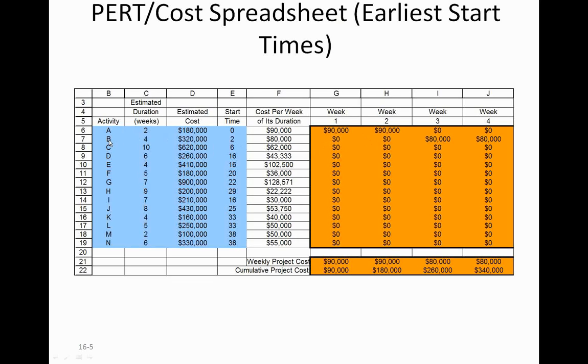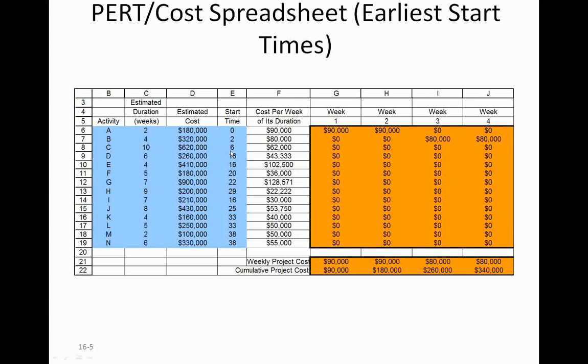So 90,000 in the week 1, it's going to last for 2 weeks, 90,000 there. Activity B, the duration is 4 weeks, weekly cost is $80,000. Its start time is at the end of 2 weeks, which is the start of 3rd week. Now you incur $80,000 on a weekly basis for 4 weeks. That is week 3, week 4, then week 5, and week 6.